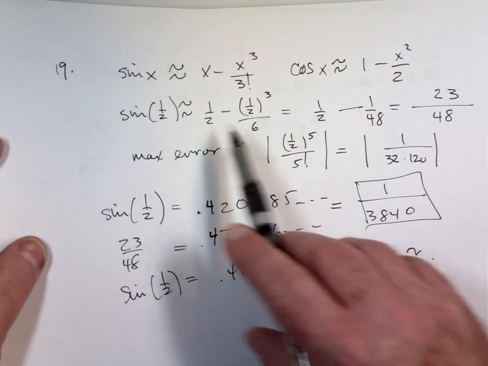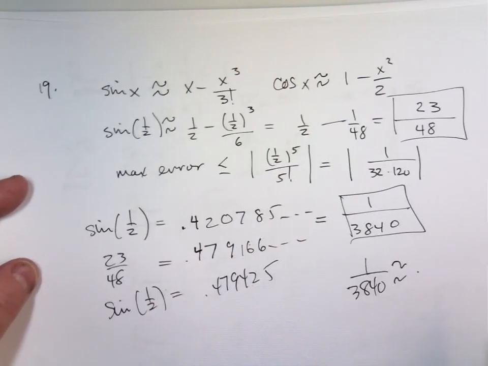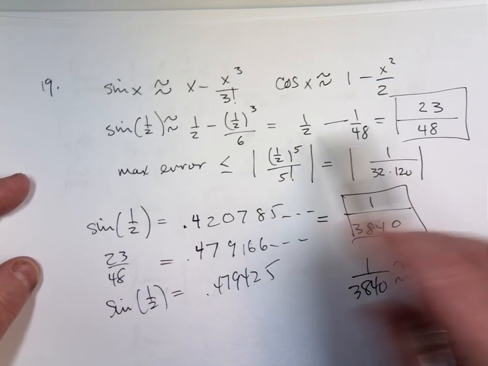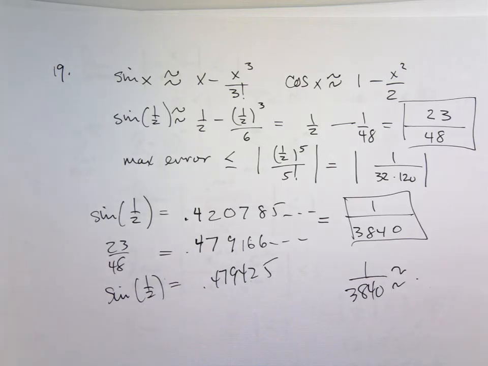No, it's the first 2 non-zero terms. I did the first 2 non-zero terms, and that gave me this. That was my approximation. Here are the first 2 non-zero terms of sine, this and this. Then I put a half in here and a half in here, and when we did that out, we got 23/48. That's our approximation.